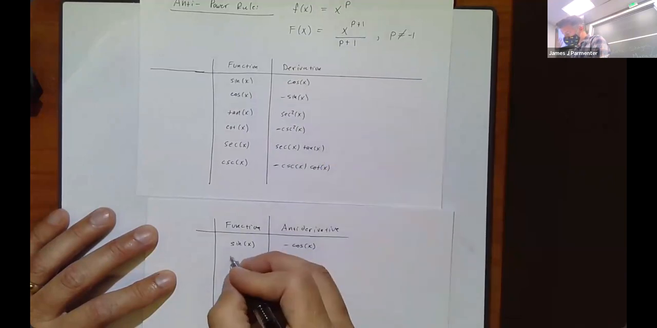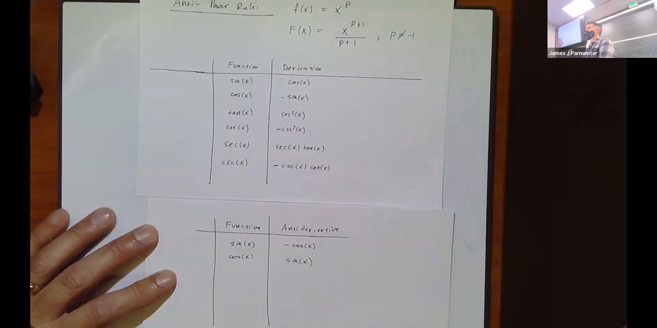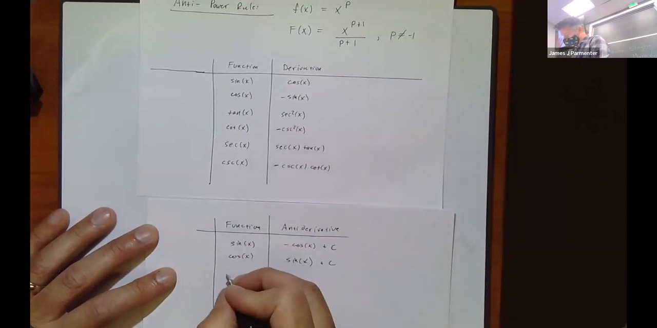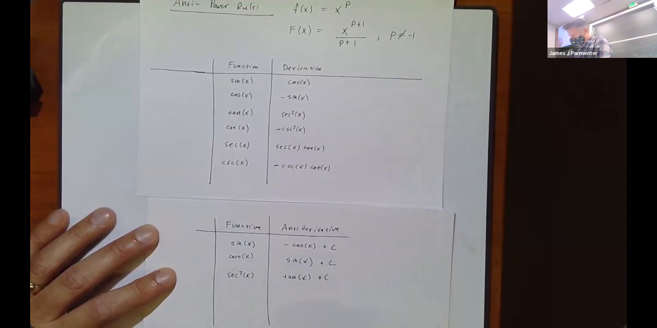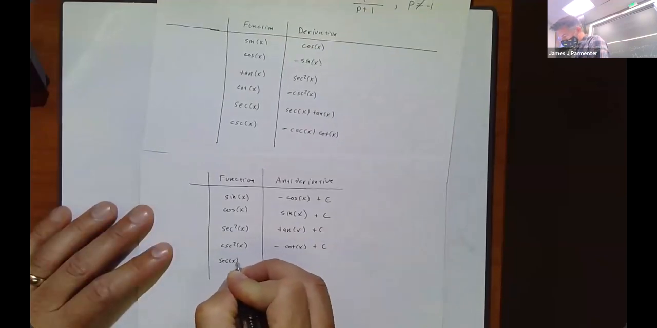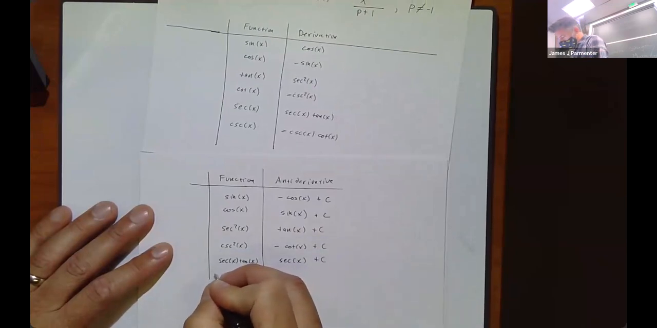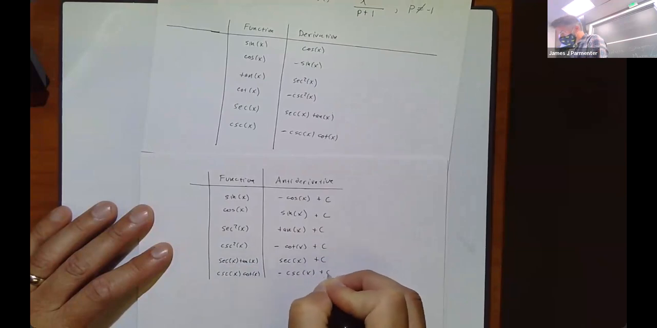The antiderivative of cosine is positive sine. But what am I forgetting? The antiderivative of secant squared is tangent plus c. The antiderivative of cosecant squared is negative cotangent plus c. And then for the funky ones, the antiderivative of secant x tangent x is secant of x plus c, and the antiderivative of cosecant of x times cotangent of x is negative cosecant of x plus c.